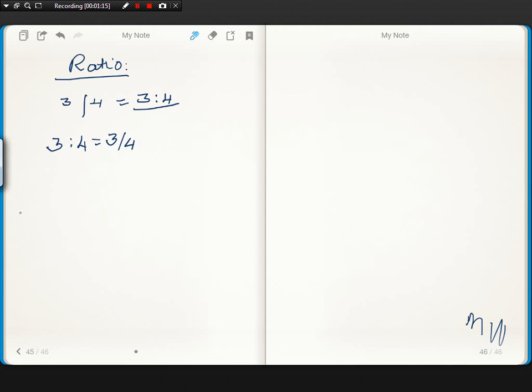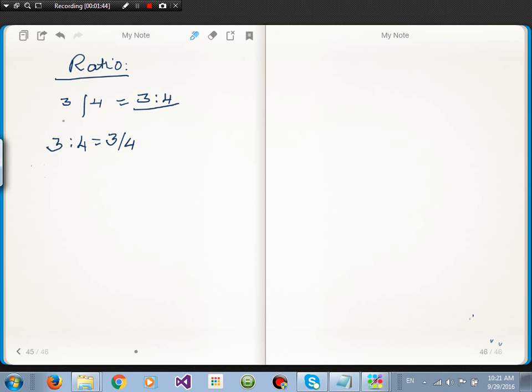At the same time, proportion: when you go for proportion, whenever you are trying to compare two ratios together, that is called a proportion. When you go for ratio and proportion, when two ratios have been compared, that is called a proportion.